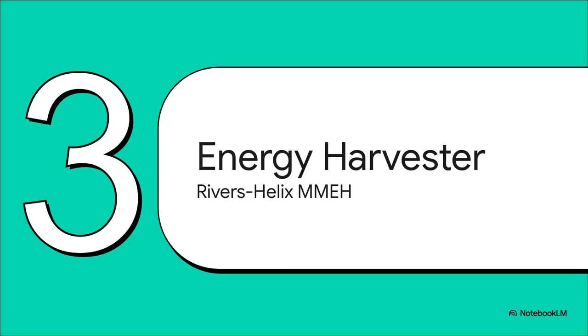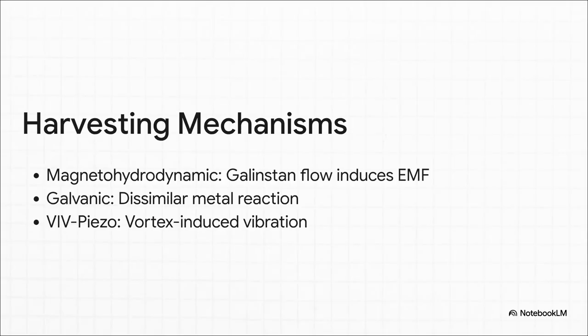All right, part 3. We are pivoting to the physical hardware, the Rivers Helix energy harvester. The system utilizes a proprietary multimodal energy harvester. It leverages three distinct mechanisms simultaneously to pull energy basically out of thin air. First, it uses magnet hydrodynamics, which is a fancy way of saying it flows Galenstan, a liquid metal, through a magnetic field. Second, it uses galvanic or electrochemical reactions driven by temperature differences. And third, it uses vortex-induced vibration, which bends piezoelectric materials through physical flow oscillations to create a charge. So it's harvesting ambient heat, chemical potential, and physical movement all at the same time.